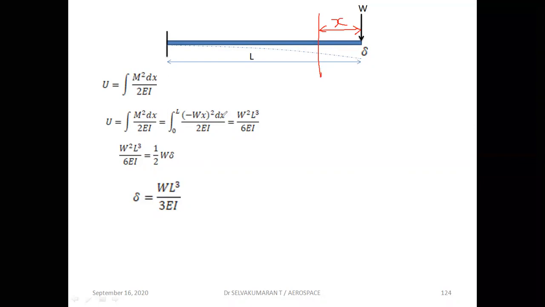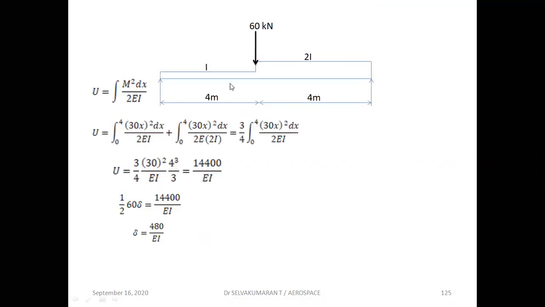So W squared x squared dx divided by 2EI. If you integrate, x cubed by 3, and apply the limits, L cubed by 3. So W squared L cubed by 6EI is the strain energy stored for a cantilever beam subjected to a point load at the tip. This is equal to the external work done, half into W into delta. If you equate, delta is equal to WL cubed by 3EI, the formula to determine the deflection at the tip of a cantilever beam subjected to a point load at the free end.